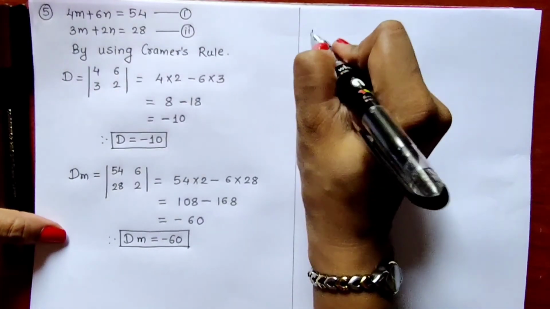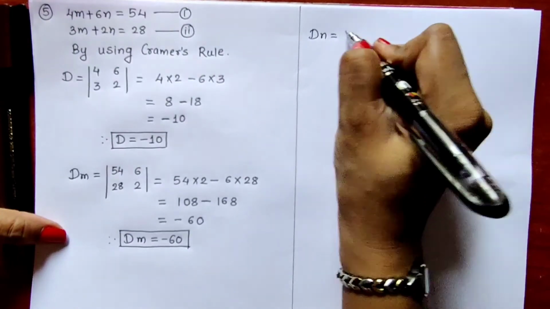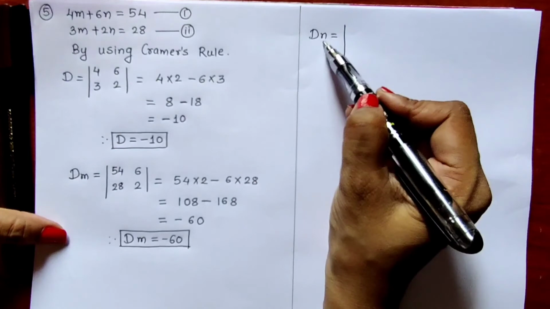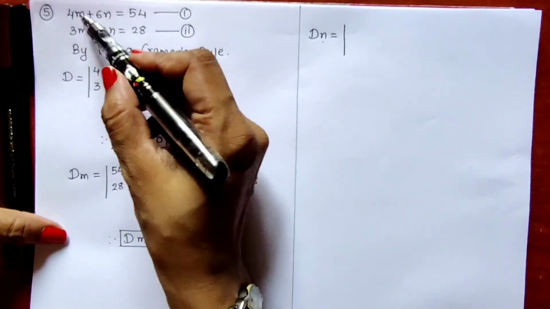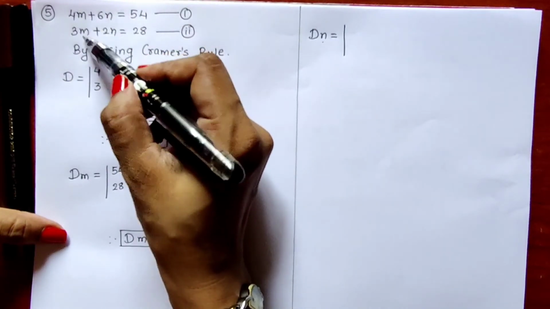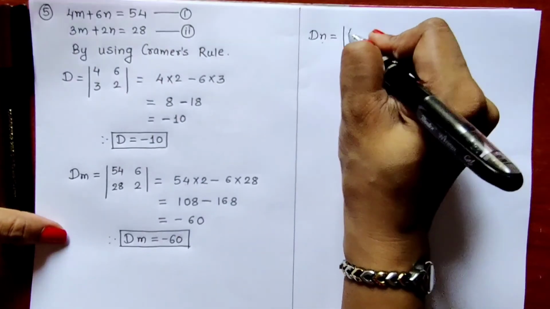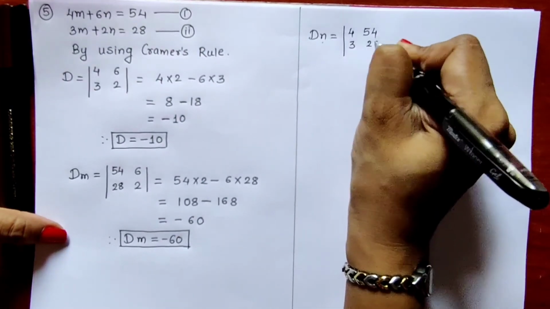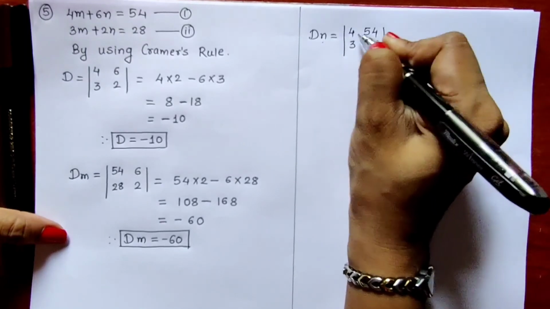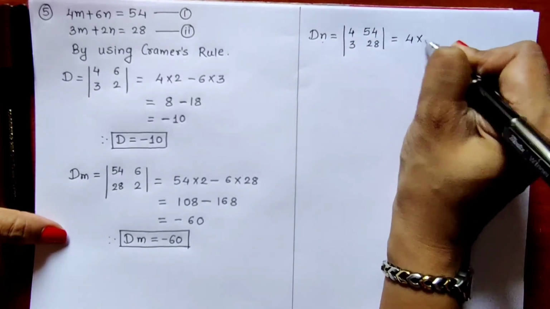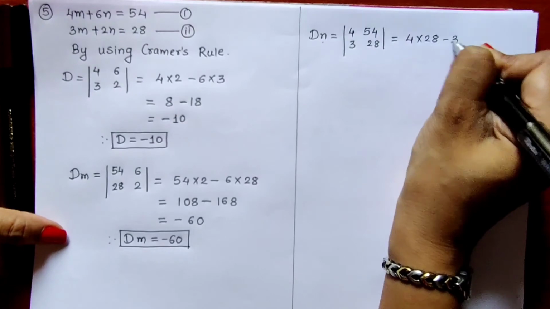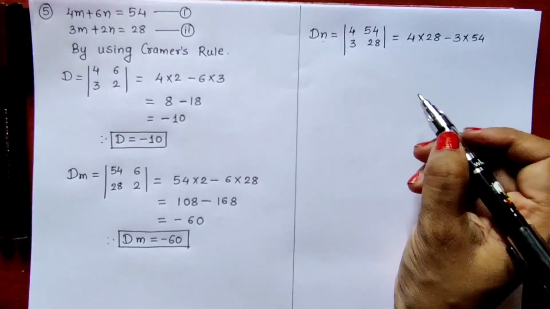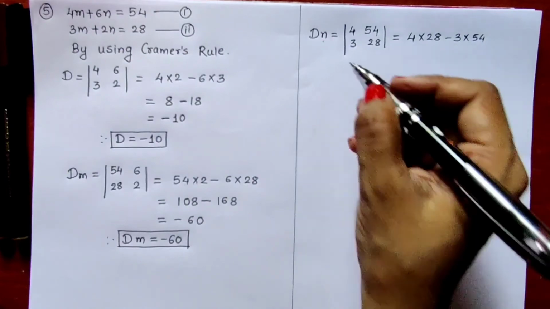Now let us find out dn. Next variable is n. We first write coefficients of m. We are not going to write the coefficients of n now. Coefficients of term having variable m are 4, 3. Then we write the constants, which is 54 and 28. Cross multiply 4 into 28 minus 3 into 54, or 54 into 3 also we can write. Now let us solve.